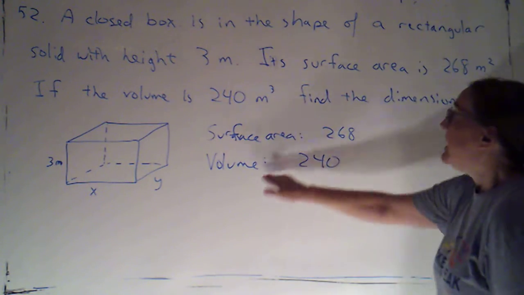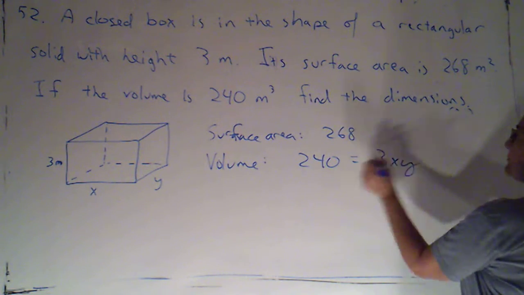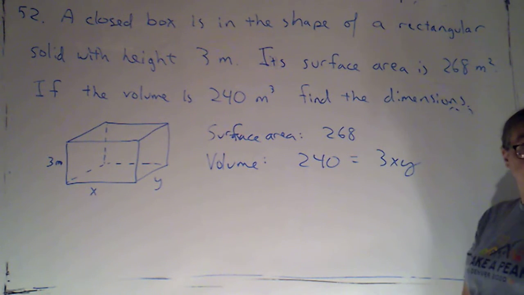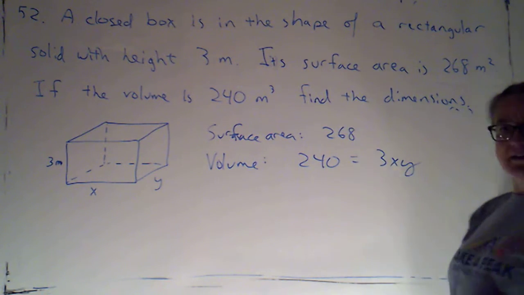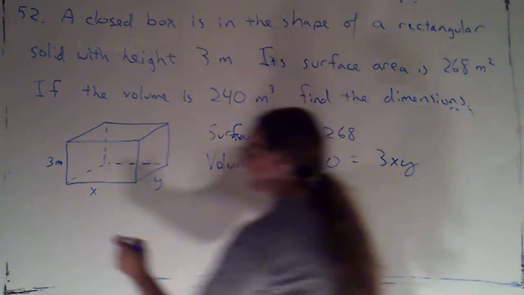Okay. Now, the formula for volume is pretty straightforward. That's just the product of the 3 dimensions, length times width times height. So 3xy is 240. Let's figure out the surface area. We said that was the sum of the areas of the 6 sides.